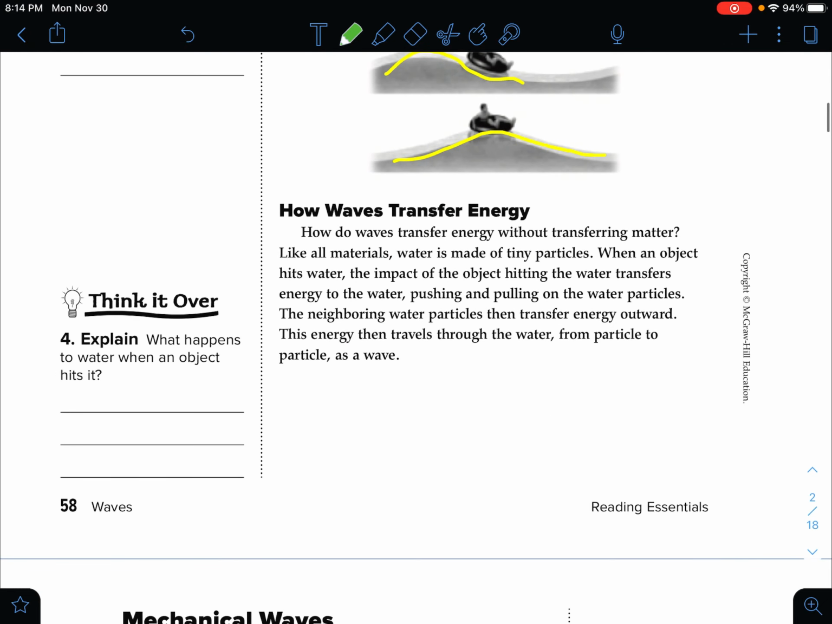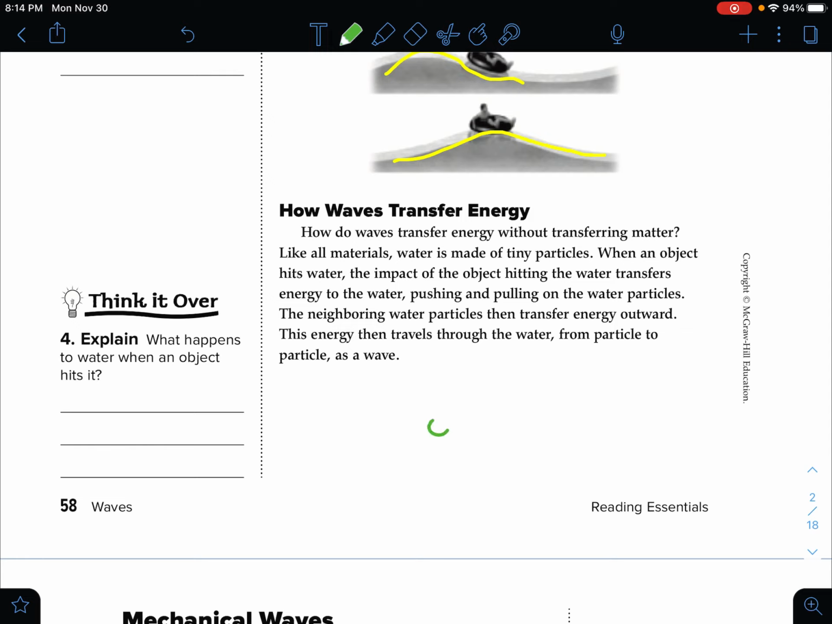All right, how waves transfer energy. How do waves transfer energy without transferring matter? Like all materials, the water is made up of tiny particles. When an object hits the water, the impact of the object hitting the water transfers the energy to the water, pushing and pulling on the water particles. The neighboring water particles then transfer energy outward. This energy then travels through the water from particle to particle to particle as a wave.